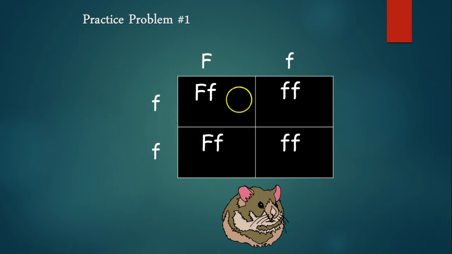Now let's look at the phenotypes of these hamsters. In this box we have a capital letter. That means these hamsters must show the dominant phenotype. That means these hamsters must be brown. In these 2 boxes, there are no capital letters, so they are showing the recessive phenotype, which in this case is white.